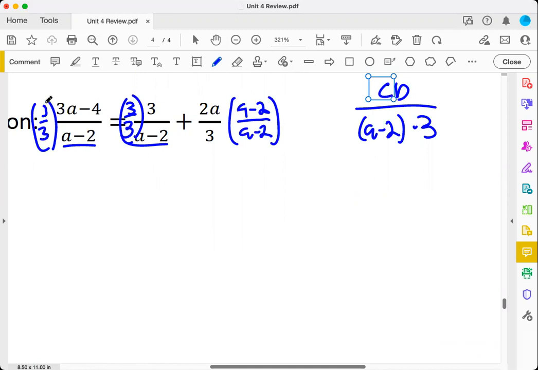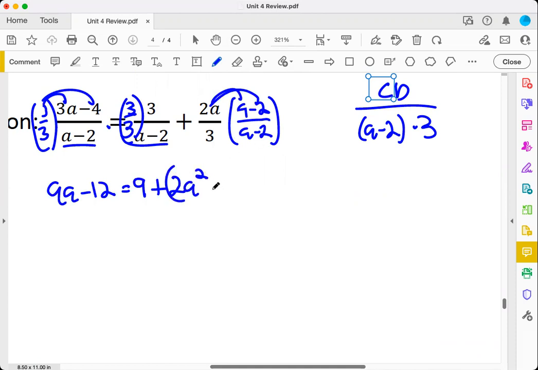Okay, so distribute 3. It gets you 9A minus 12. You're now saying this is equal to 3 times 3, which is 9. And then distribute 2A. So now add on 2A squared minus 4A.